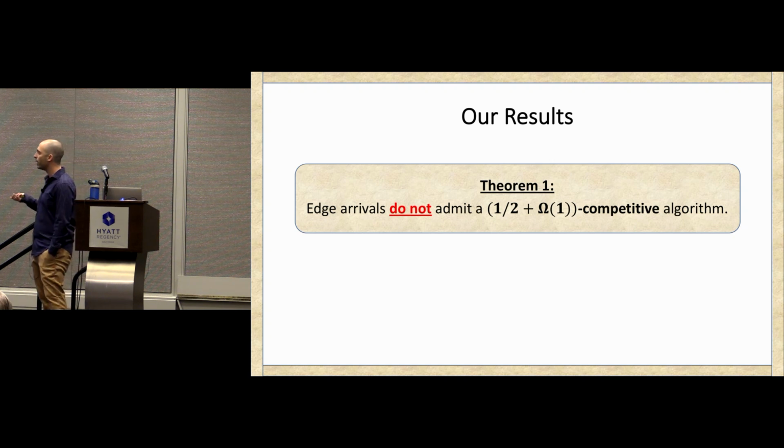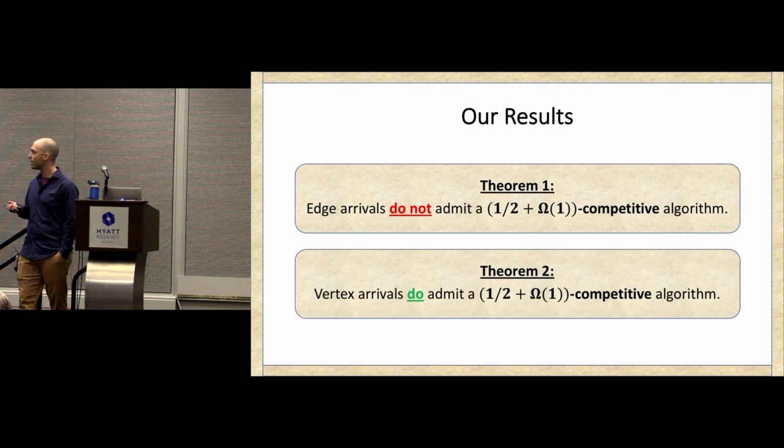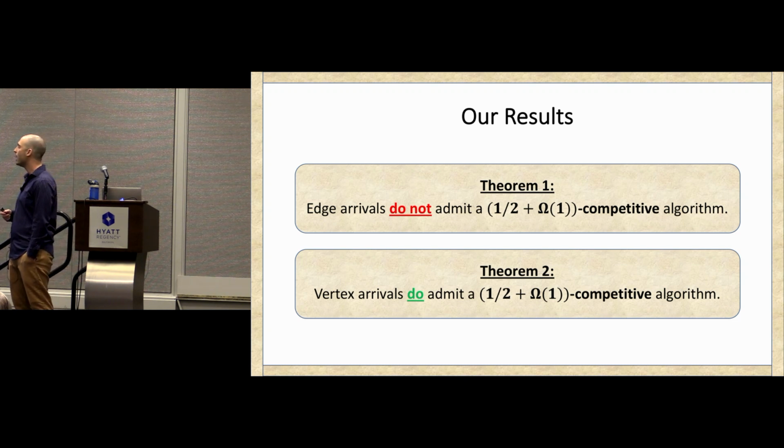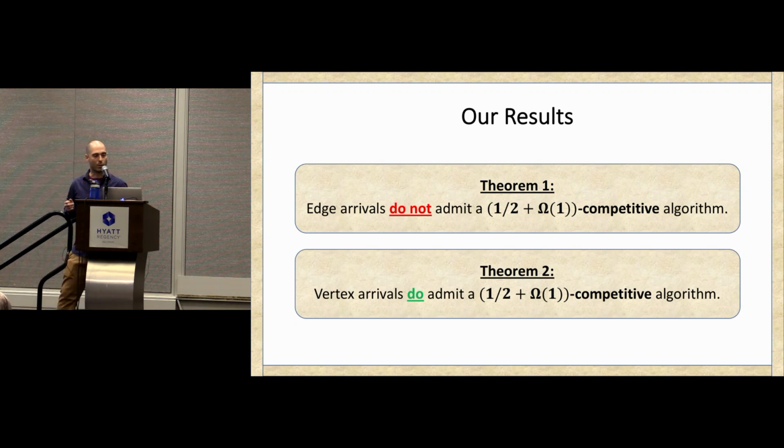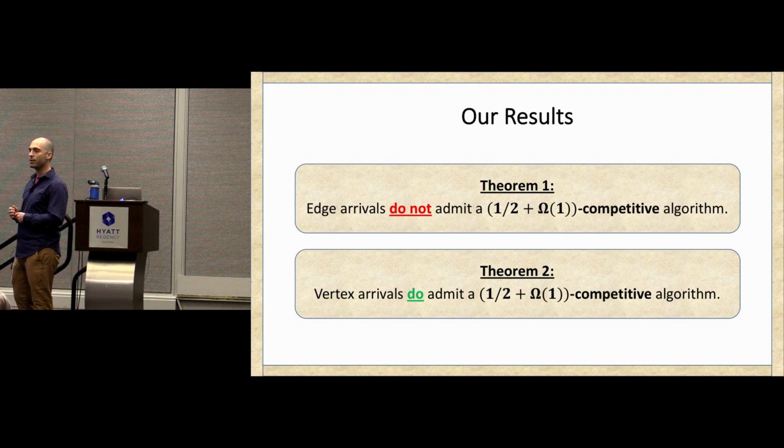On the flip side, we give a nice positive result, which says that online matching under vertex arrivals, even in general graphs, admits a 1/2 plus constant competitive algorithm. Good, so hopefully this gives you one more line so you can parse this. First result says for edge arrivals, the best algorithm is essentially greedy, up to little o(1) terms. The second result says for vertex arrivals, you can do something better.